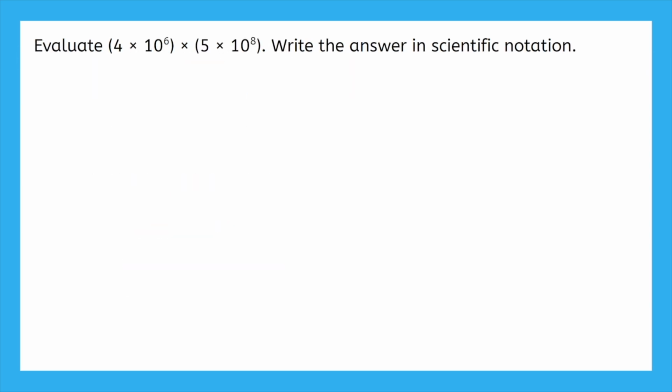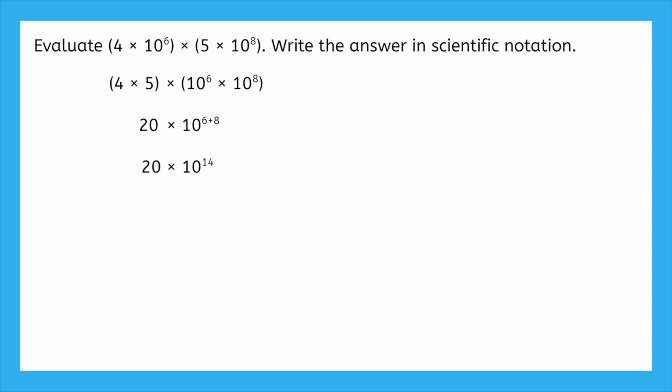Here's another problem, evaluating 4 times 10 to the sixth times 5 times 10 to the eighth, asking us to write our answer in scientific notation. How should we regroup these factors? We group the coefficients, then the powers of 10. Multiplying 4 by 5 is 20. How do we multiply 10 to the sixth and 10 to the eighth? By adding their exponents. That makes 10 to the 14th.